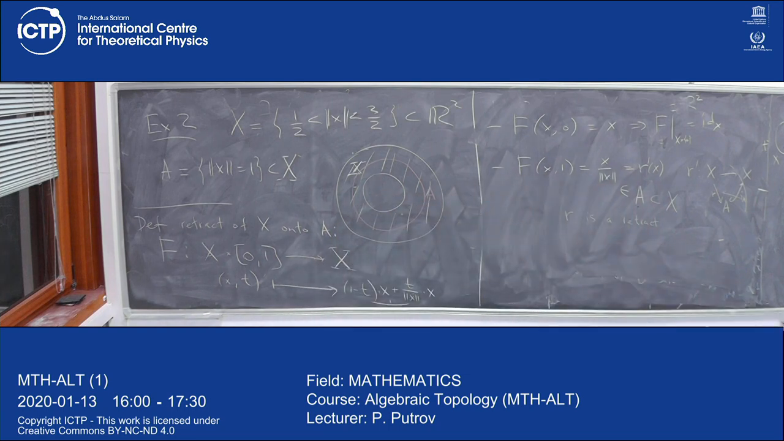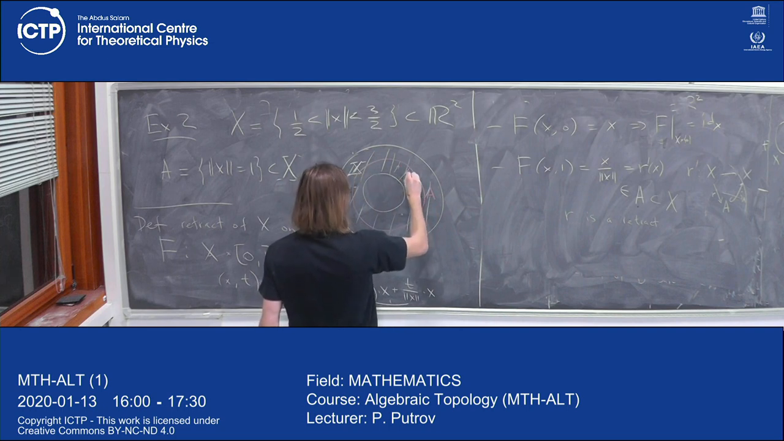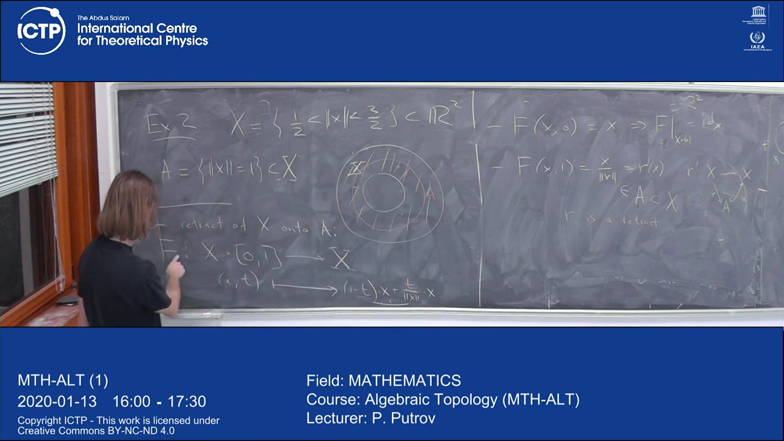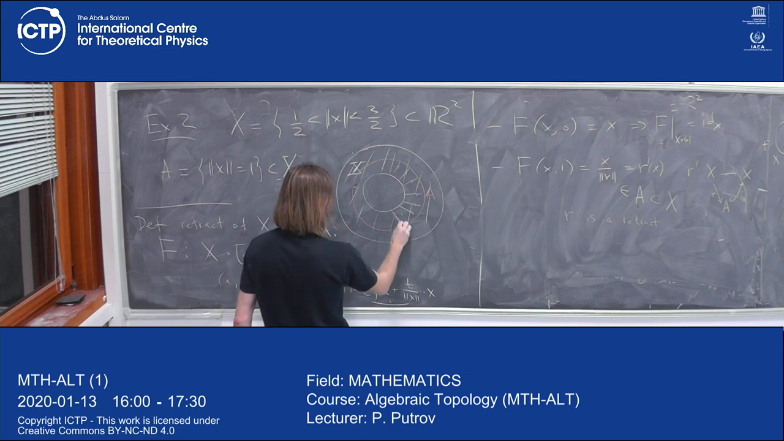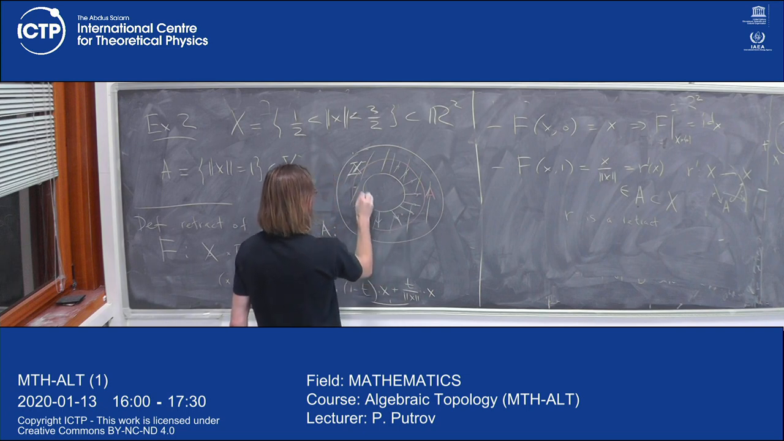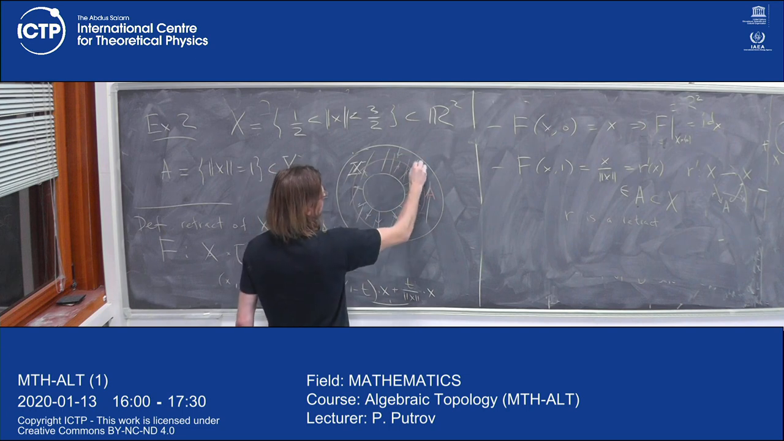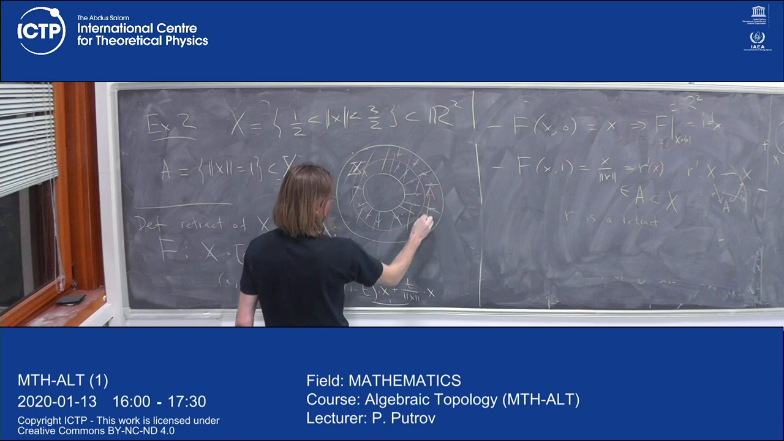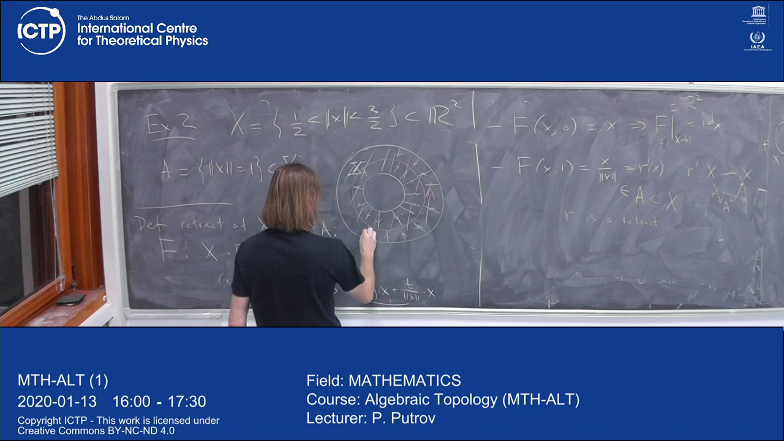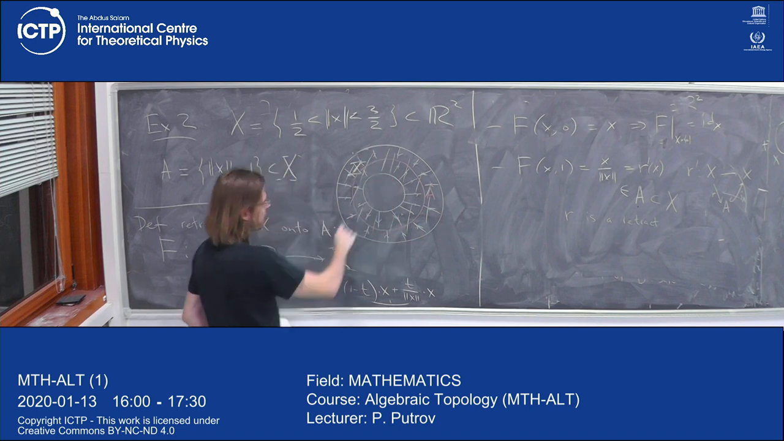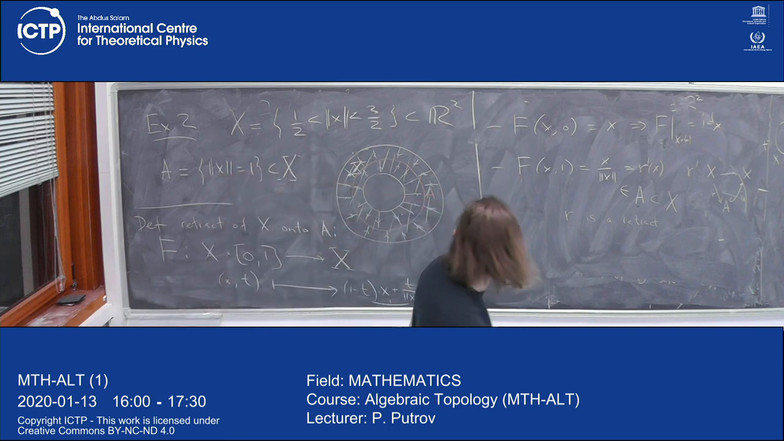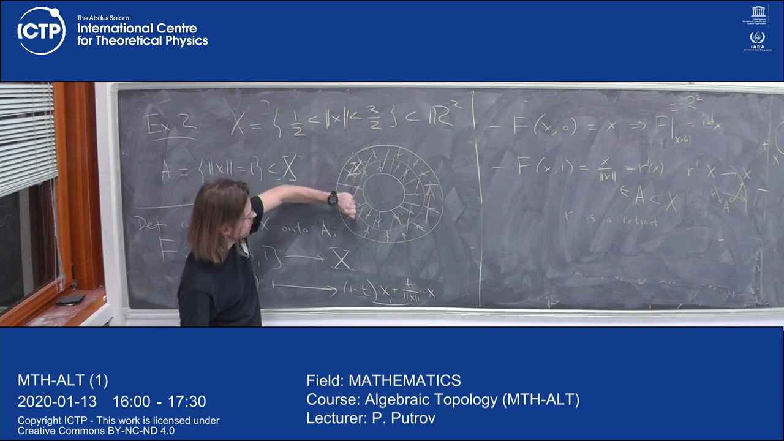Again, you can visualize this deformation retract by drawing the trajectories, by looking at how the values change. If I fix x in this function and see the dependence on t, the points will move like this. In a continuous way, you can deform this annulus to just a circle.